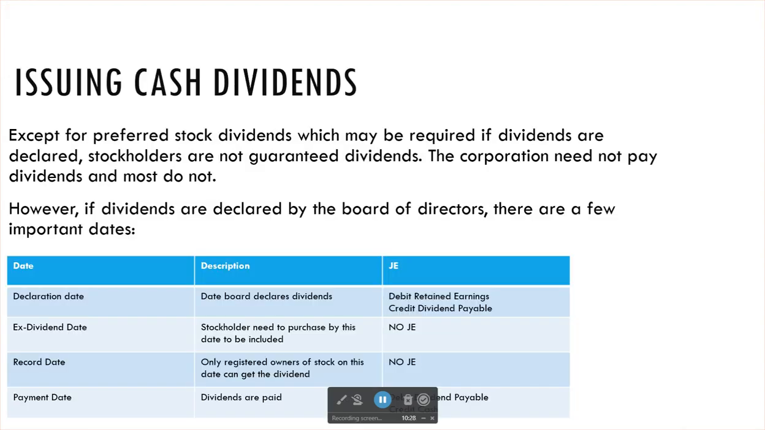The cash dividends, this is probably something that you have already seen when you were in 201. Stockholders are generally not guaranteed dividends, except for that issue we just had with preferred, and they only get it if the dividends are declared. There are a few important dates to know here. On the declaration date is when you are going to actually create a liability, which is a dividend payable.